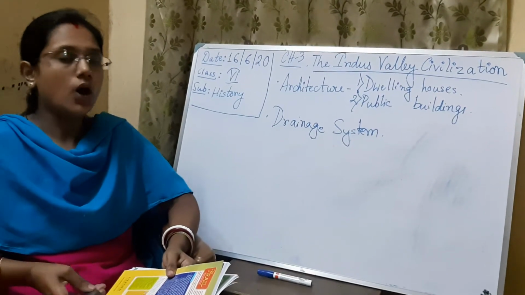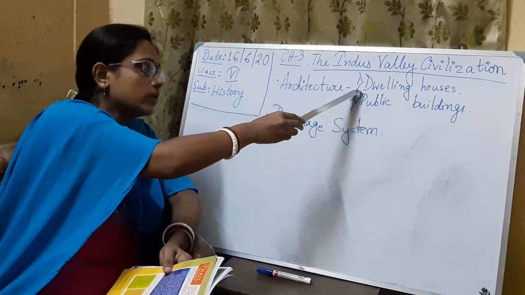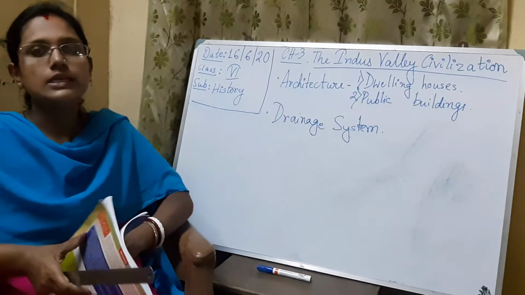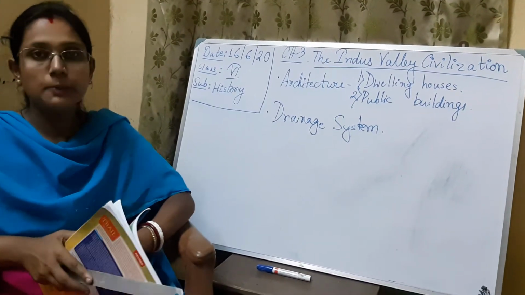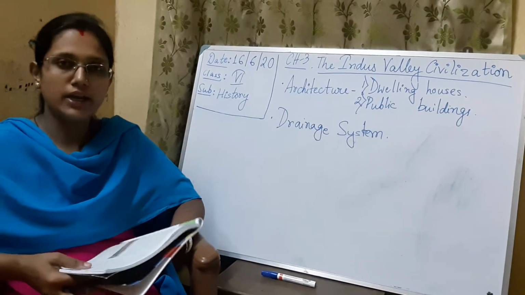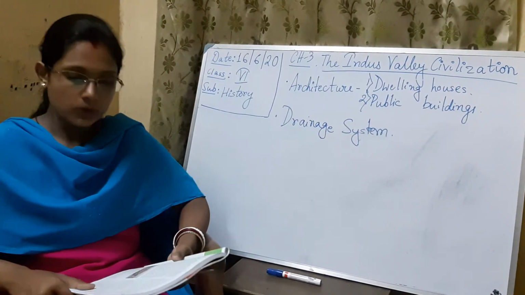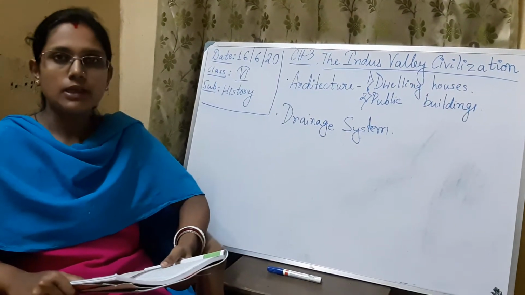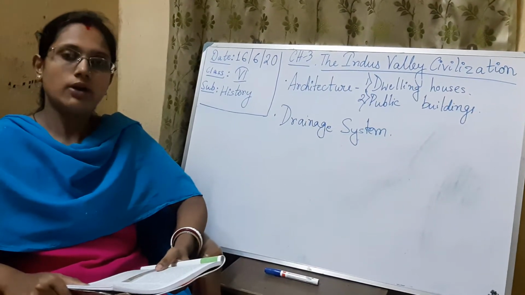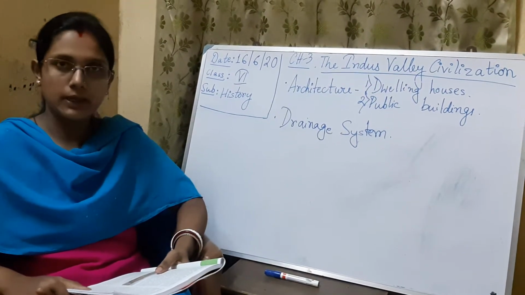Okay. Now under the architecture you can see that there are dwelling houses and public buildings. Now you know that Indus Valley civilization people were very good in building houses or any public buildings. They were great builders. Okay. So look at the book. Indus Valley people were very skillful builders. So their buildings were of two types. Number one is dwelling houses, another is public buildings.